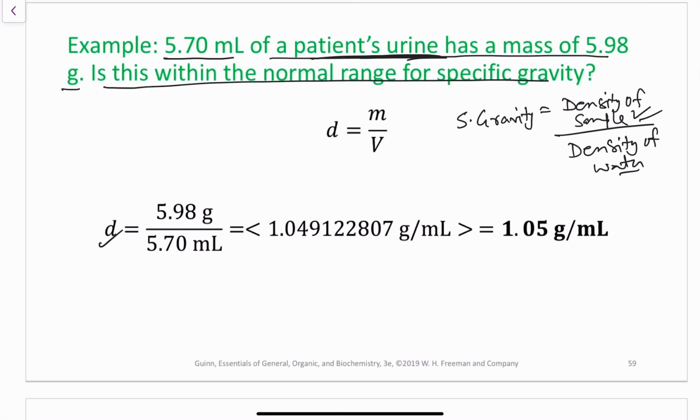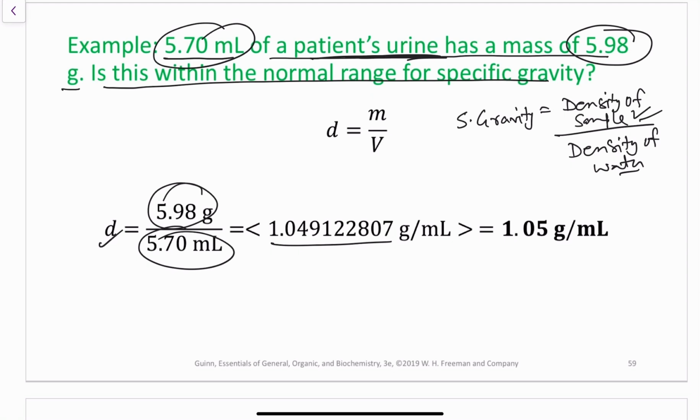So for density, divide the mass by the volume. 5.98 divided by 5.70, you're going to get a big number, but we need just three sig figs, because 5.98 has three sig figs and 5.70 has three sig figs. So this is 1.05 grams per ml.